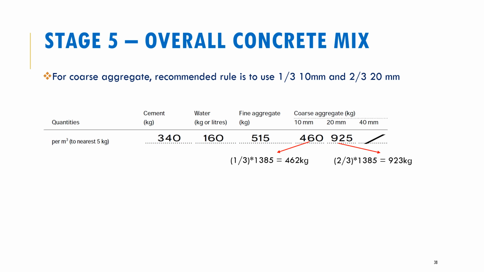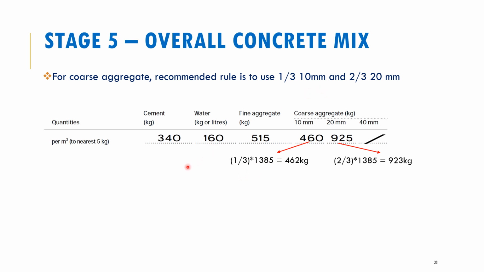Let's move on to the final step in stage 5. The final step is associated with proportioning your coarse aggregates into the two sizes. Now, a recommended rule is to divide your coarse aggregates via this ratio. So 1/3 10 mil coarse aggregates and 2/3 20 mil. So there's more larger aggregates compared to the smaller sized ones for the coarse aggregate itself.